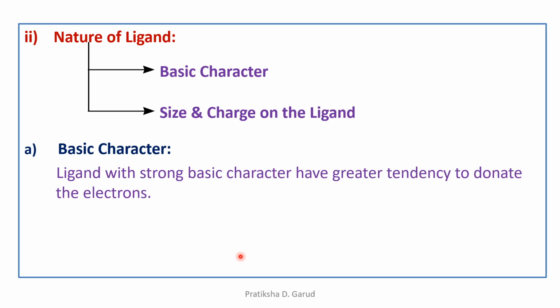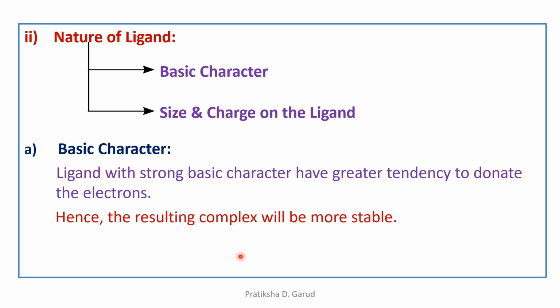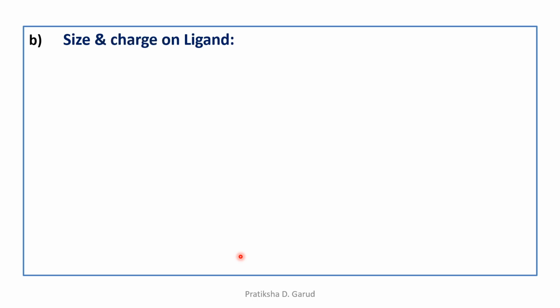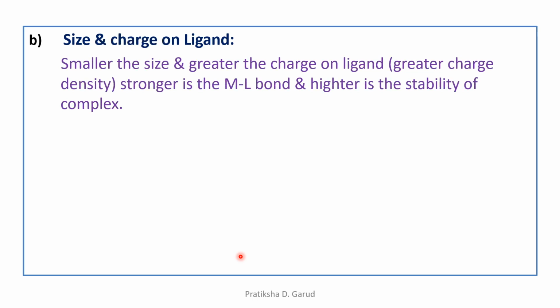Ligands with strong basic character have a greater tendency to donate electrons, right? So the resulting complexes will be more stable when they have more basic character. Thus, the greater the basic character of the ligand, the more will be the stability of the complex, right? Then the second is the size and the charge on the ligand. The smaller the size and the greater the charge on the ligands, that means the greater the charge density, the stronger will be the metal to ligand bond, and hence the higher the stability of the complex.